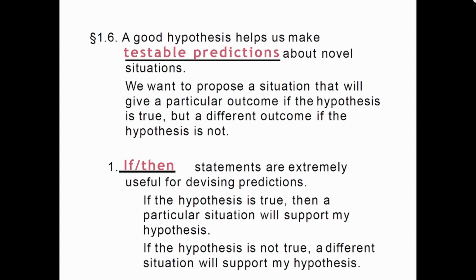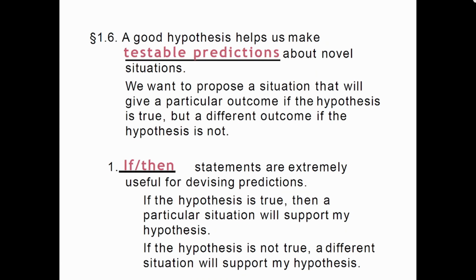Once we have our hypothesis, we can make a testable prediction about the situation. These are commonly if-then statements. They don't have to be in that format, but that's the easiest format to identify and to write for ourselves. So we want to propose a situation that will give a particular outcome if our hypothesis is true, but a different outcome if the hypothesis is not. So if the hypothesis is true, then a particular situation will support my hypothesis. If this hypothesis is not true, a different situation will support it.